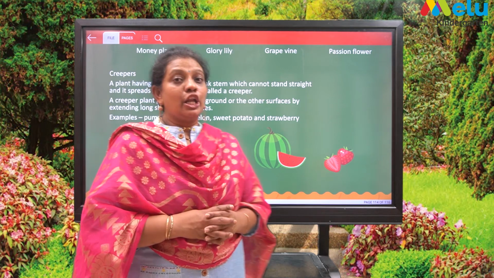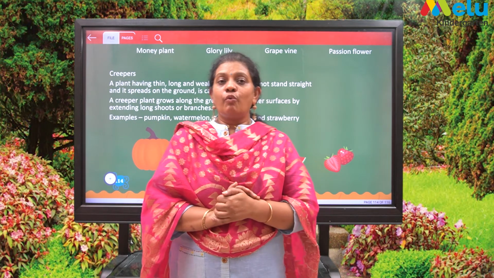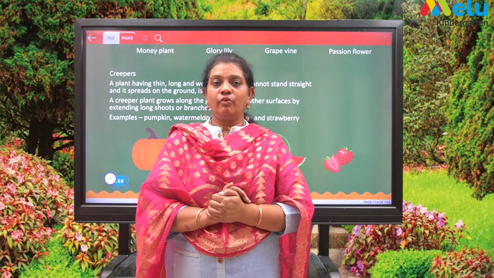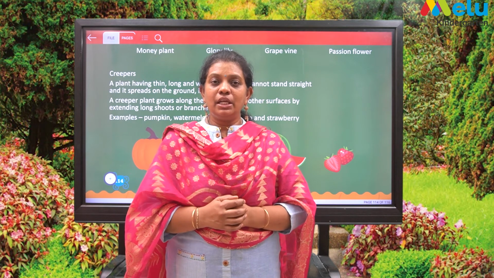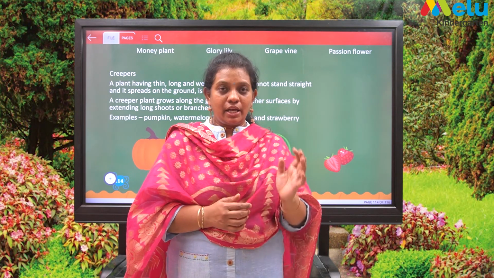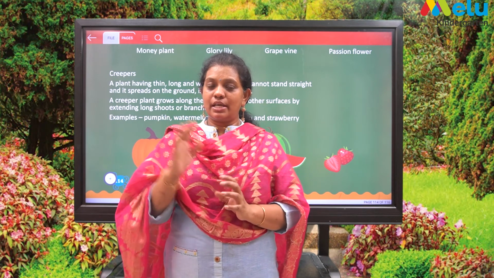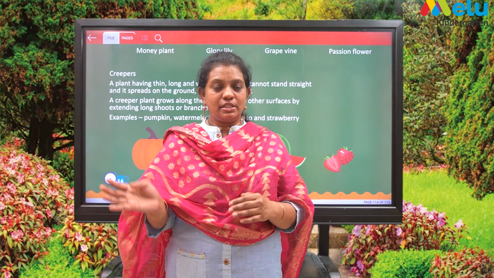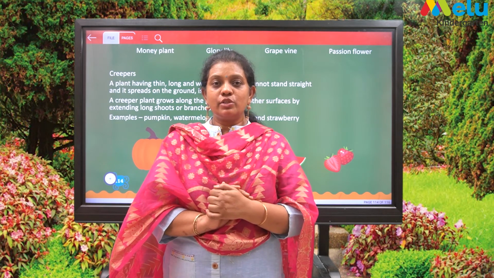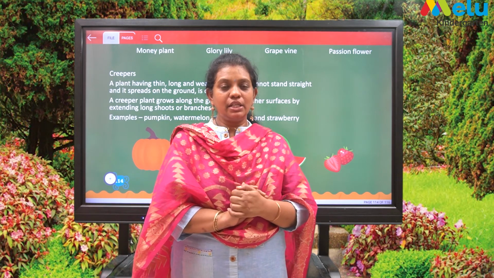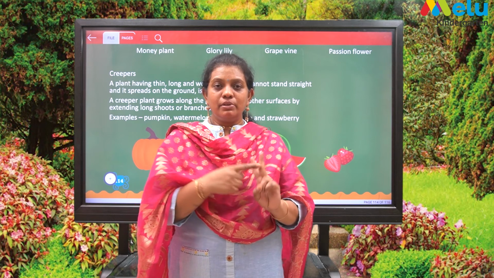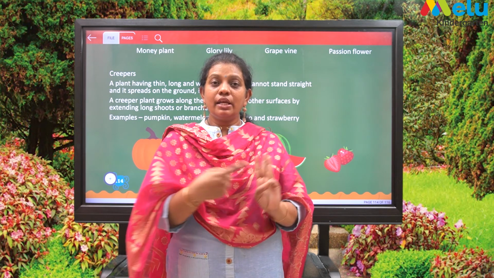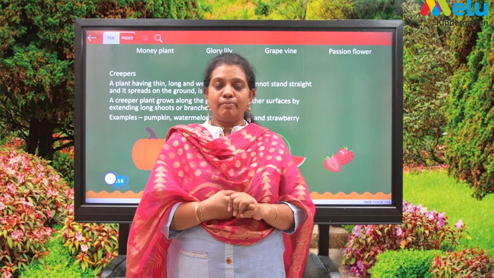Yes children, now I hope you understood what parts the plants have and what parts the trees have. We have seen some examples for trees and plants. Then we have also seen the types of plants, right? Shrubs, climbers and creepers and their characteristics with the examples.